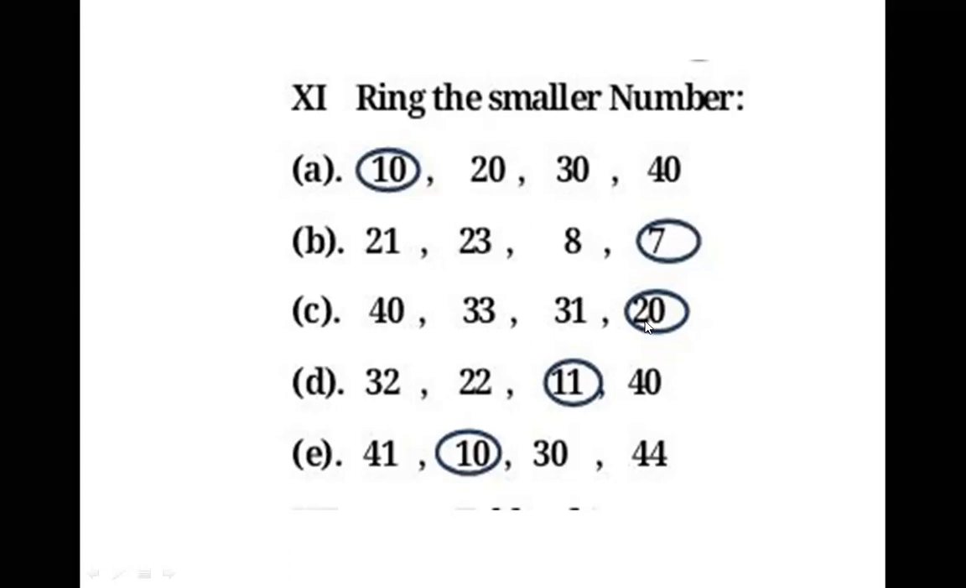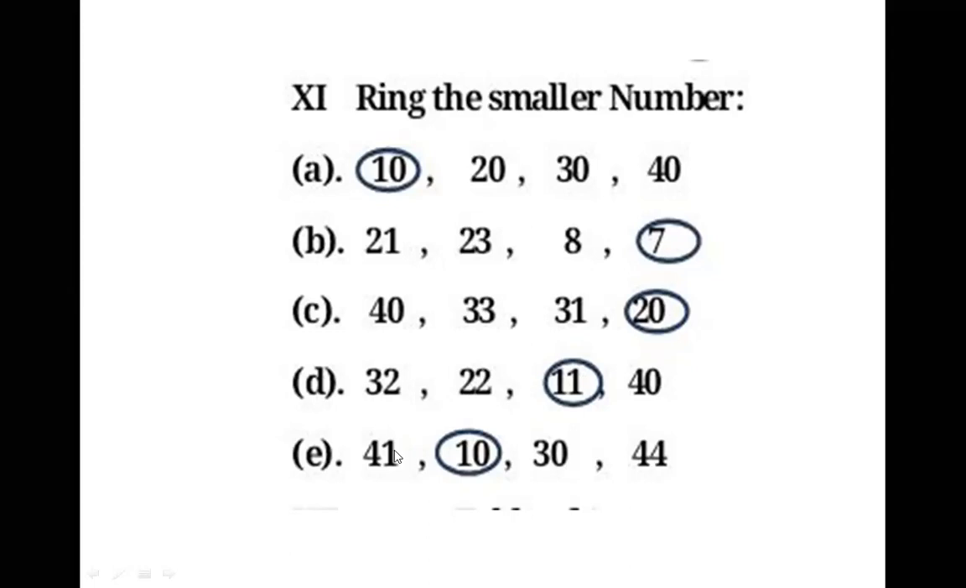Yes, my dears? Yes. Now number D, 32, 22, 11, and 40. See the numbers here, 3, 2, 1, 4. Among all these numbers, 1 is smaller. Yes or no? So we have to circle 11. Understood? Like this we have to circle. It's very easy. Yes? Yes.